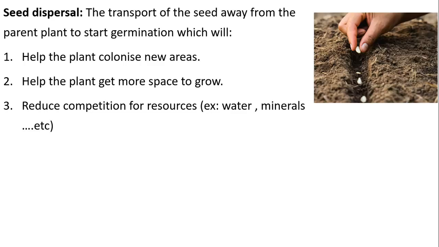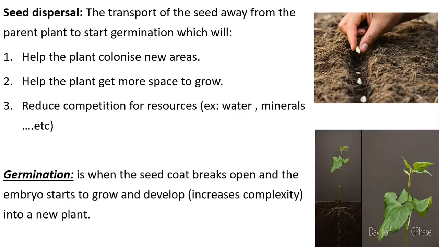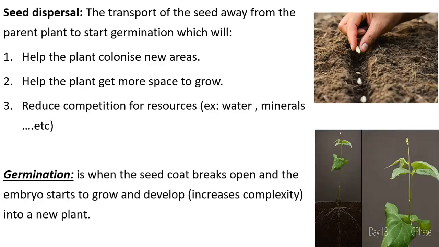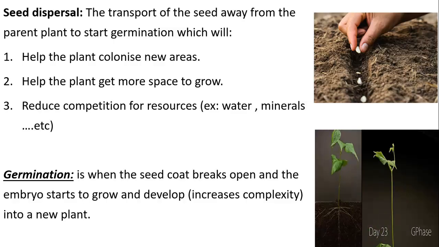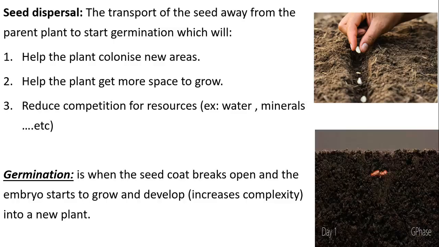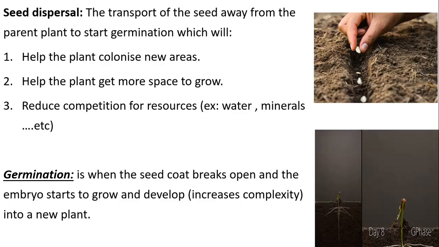Also to reduce competition for the resources, like what? Like water, minerals, anything present in the soil. When you take the seed and disperse it in a new soil, it gets its own resources without competing with the original plant. And then after the seed is dispersed, you get germination. What happens during germination? The seed coat will break and the embryo of the seed will start to grow and develop the new plant.